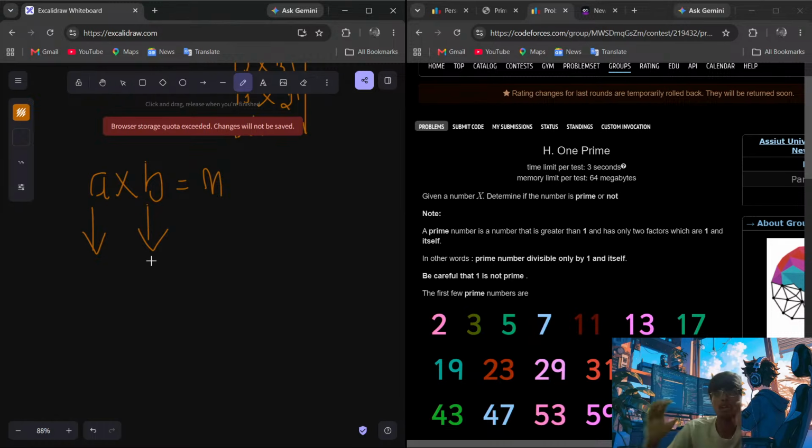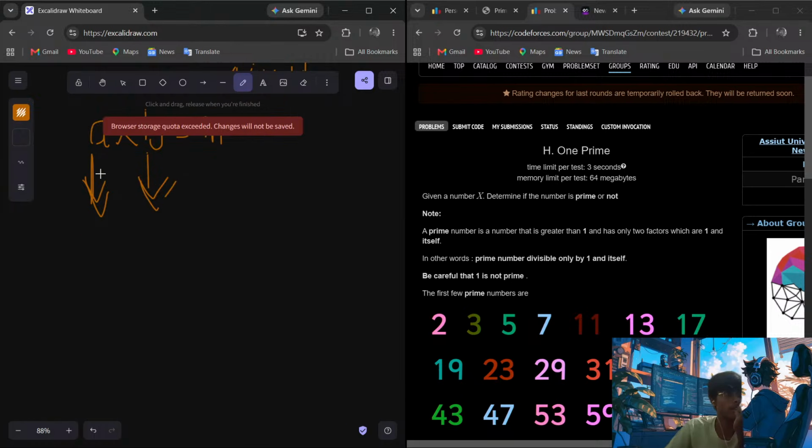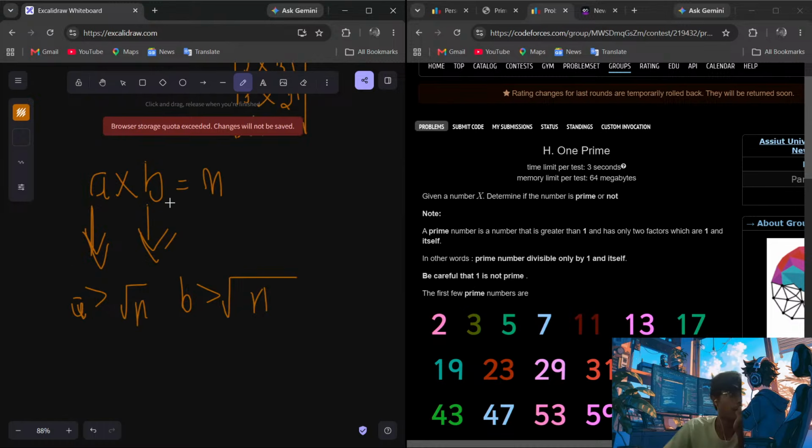Now we have to decide what these factors are. If I want n by multiplying two numbers a and b, there are three possibilities. First possibility is that a is greater than root n and b is greater than root n. If both are greater than root n and I multiply them, will I ever get n? No, because it will give a value greater than n. So this possibility is not true.